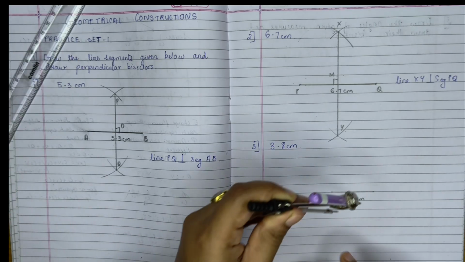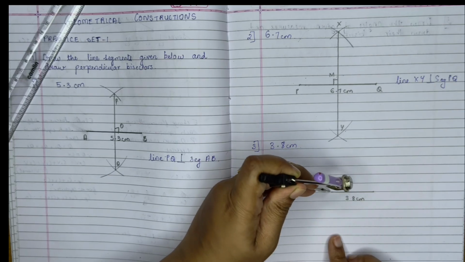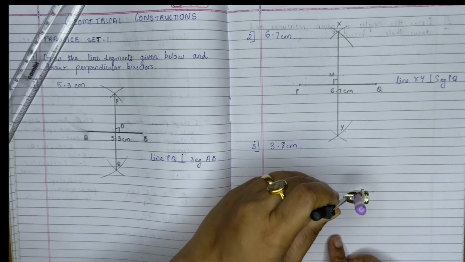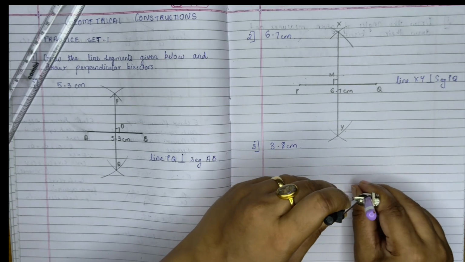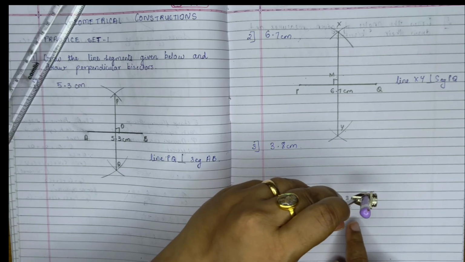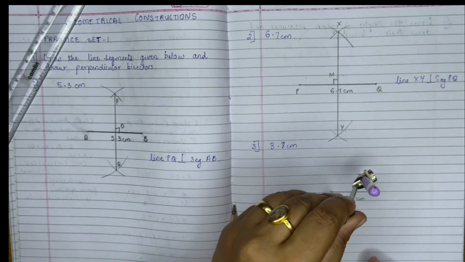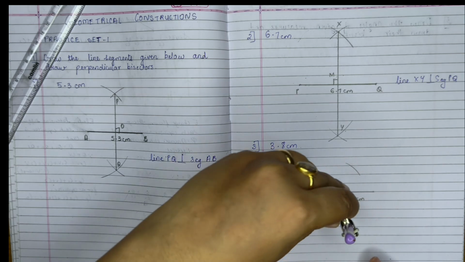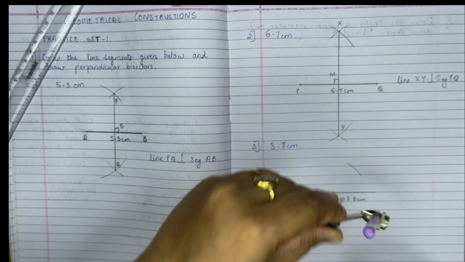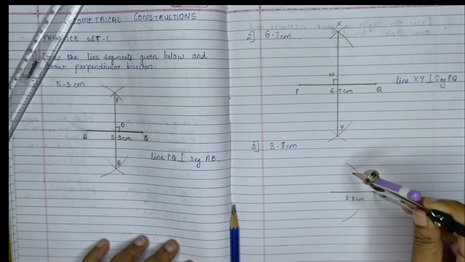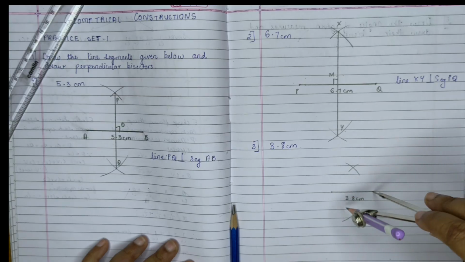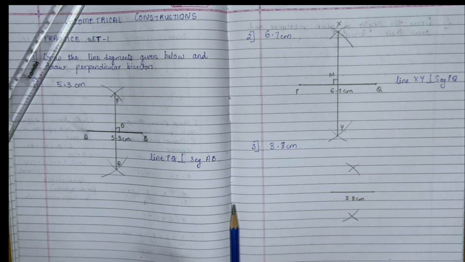Again take more than half. Suppose this is the half of it, somewhere over here is the half. So we have to take more than half of it. Okay, we have to take just more than half of this line and make an arc on both the sides. And then join it.